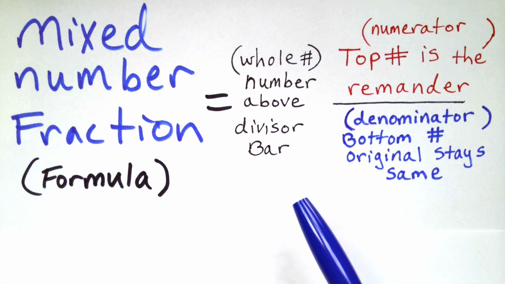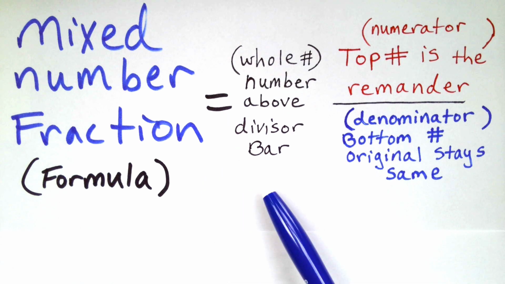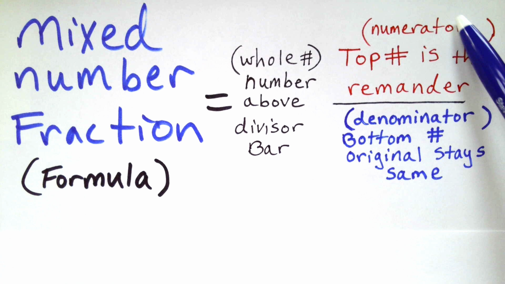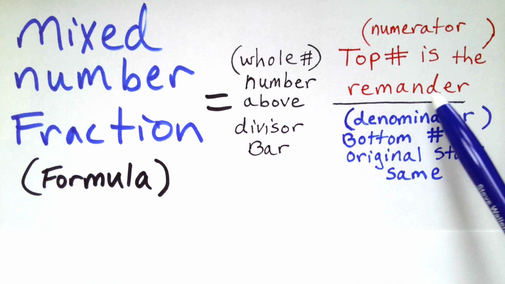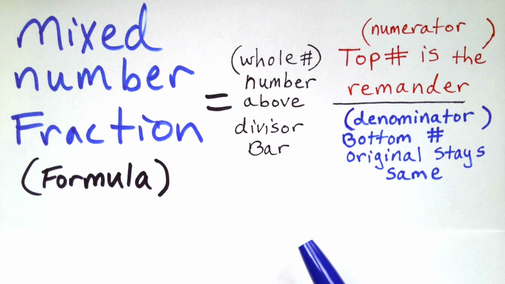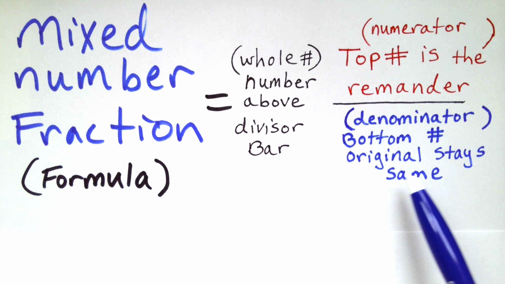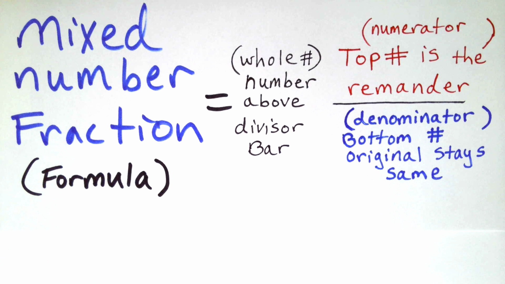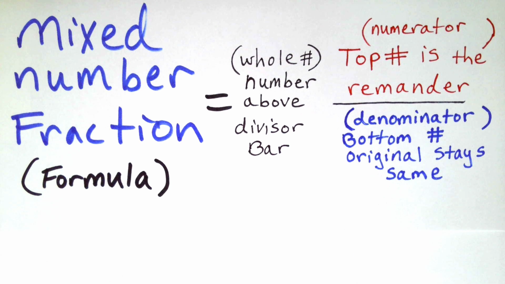Now remember, we're converting improper fractions into mixed numbers, right? And every fraction is a division problem. So the number above the divisor bar will be your whole number. Your numerator, that's the top number, is going to be the remainder of your long division. And the denominator, the bottom number, is the original. It stays the same throughout this process.